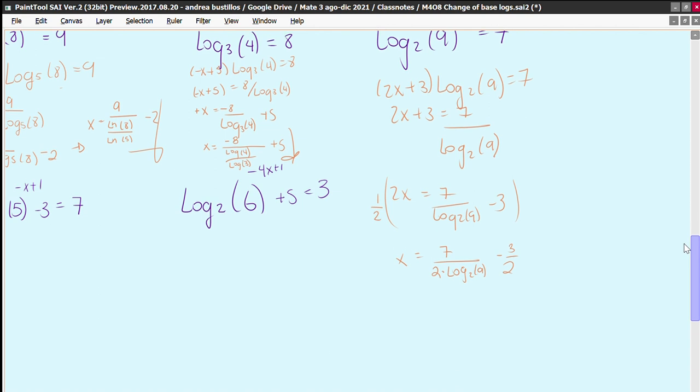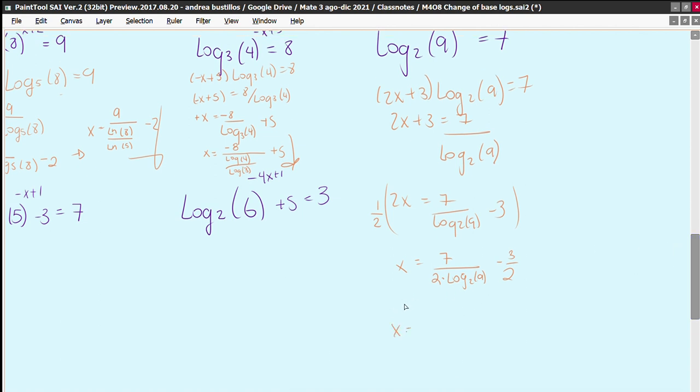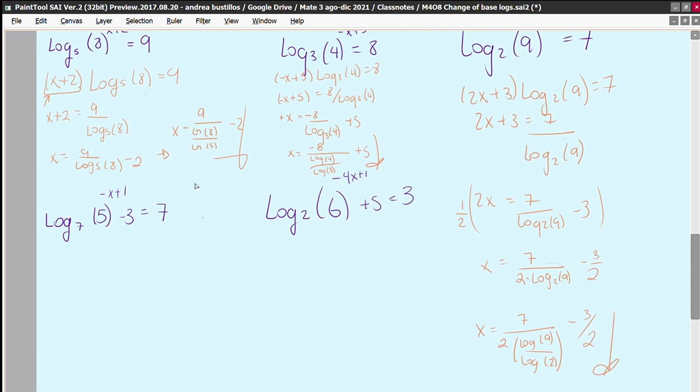And if I want to apply a change of base here, I'm going to do it with base 10 again. So this logarithm can be rewritten as logarithm of the argument over logarithm of the previous base, and that's it.